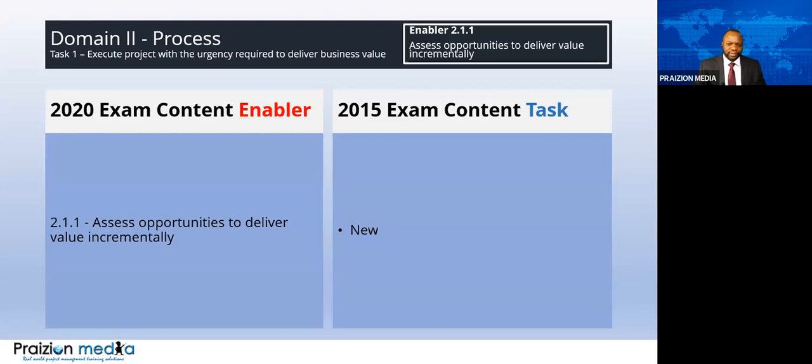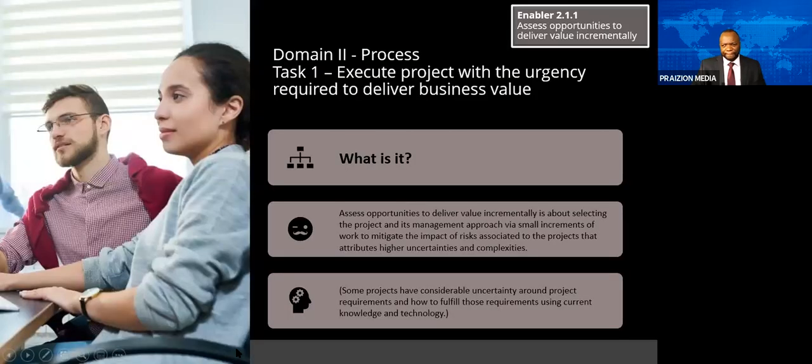How do you do this? This is really pointing you towards the world of Agile, where this is done in staggering the work. Assess opportunities to deliver value incrementally is about selecting the project and its management approach via small increments of work to mitigate the impact of risks associated to the projects that attributes higher uncertainties and complexities.